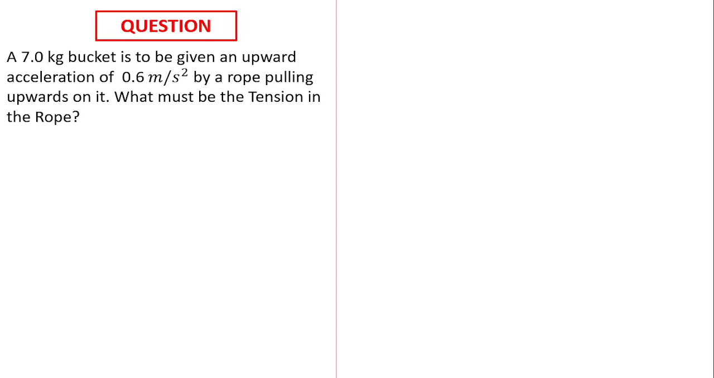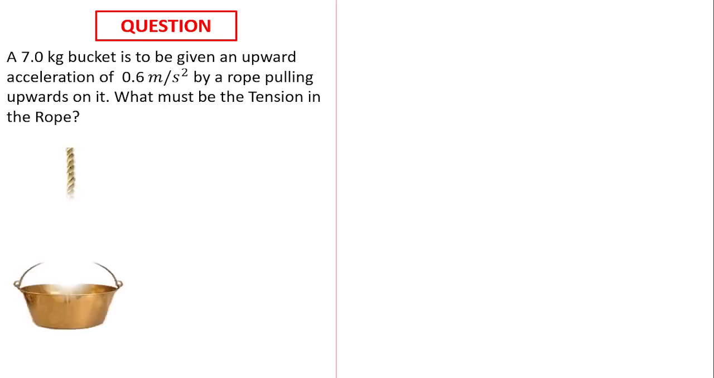So we have the last question, which is: a 7.8 kg bucket is to be given an upward acceleration of 0.6 meters per second squared by a rope pulling upward on it. What must be the tension in the rope? We discussed different types of forces. We talked about the tension, the force due to gravity, the resultant force, the normal force, and so many forces that we discussed in part 1.